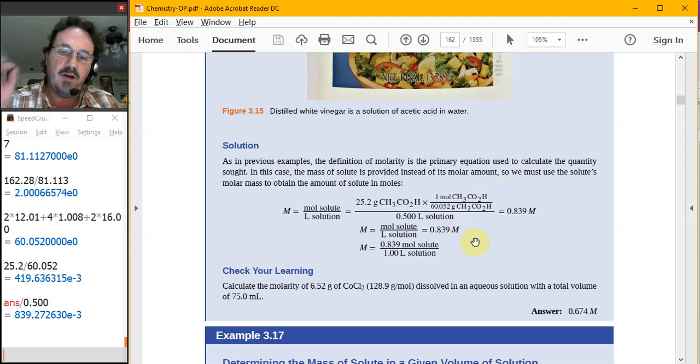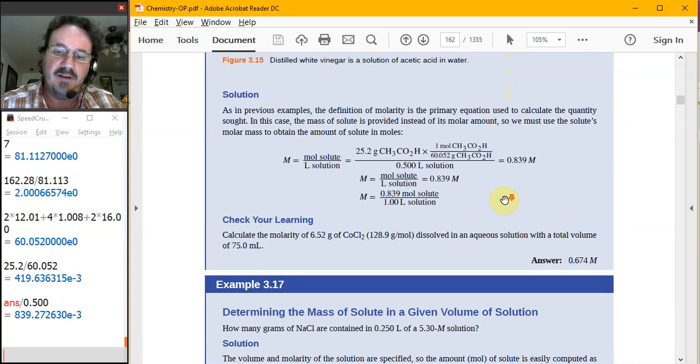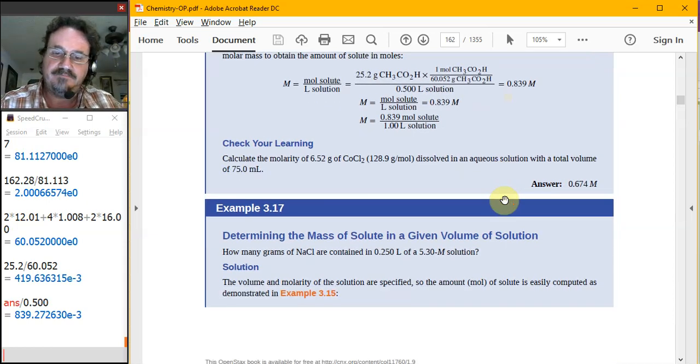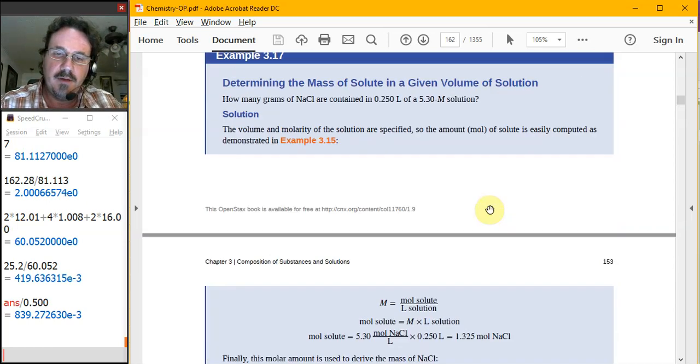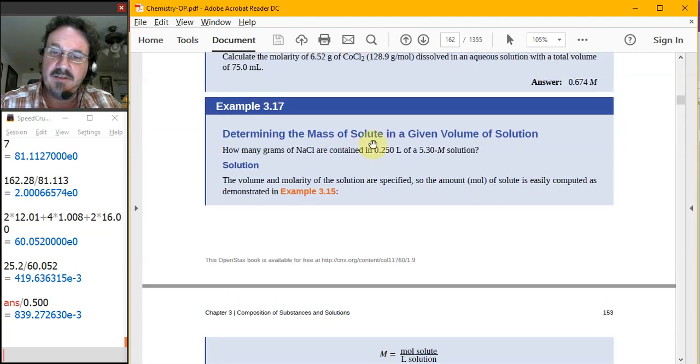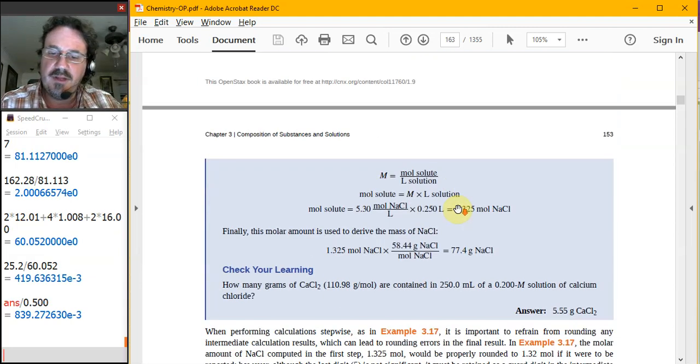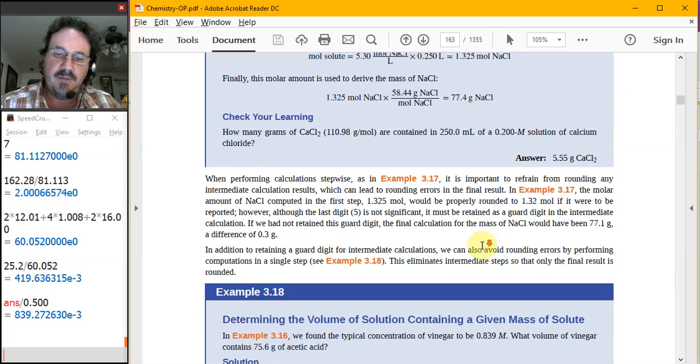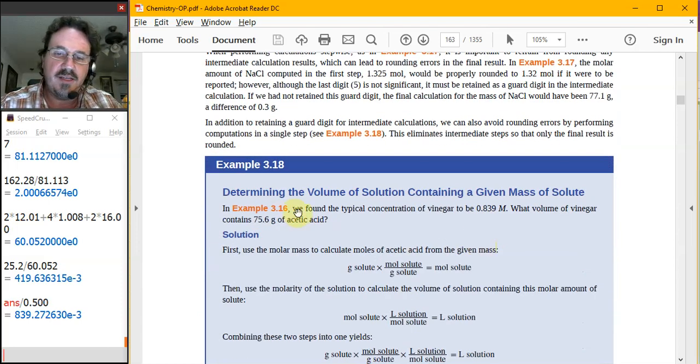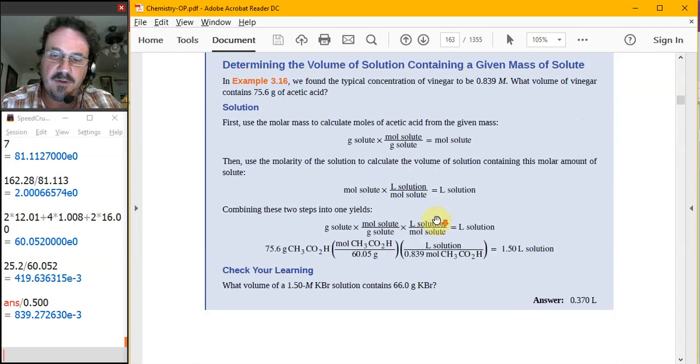Alright, so you've got to know the definition, moles of solute per liter of solution. That's what molarity is, and it's all about that. Alright, 3.17, determine the mass of the solute. Right? Very similar type calculations. I think I'll let you go through that on your own. 3.18, determine the volume of a solution containing a given mass. Again, very, very similar. Use the units to convert, get them to cancel as usual. It's all dealing with moles of solute per liter of solution. Okay.